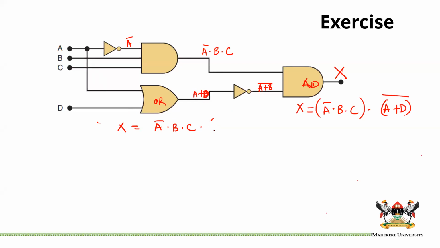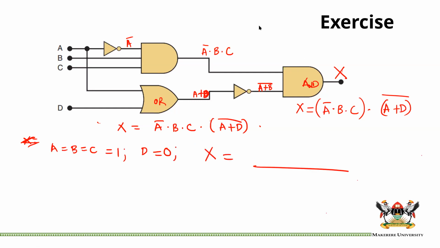and A or D inverse. Now, what if A is equal to B, is equal to C, is equal to 1, and D is 0? What is X? Now, Mark Collier, if you say A inverse B, C, I've seen that that's a 0, so that's okay, you can stop there.